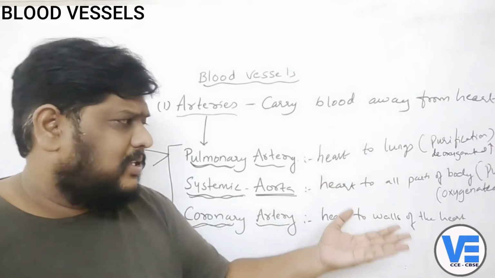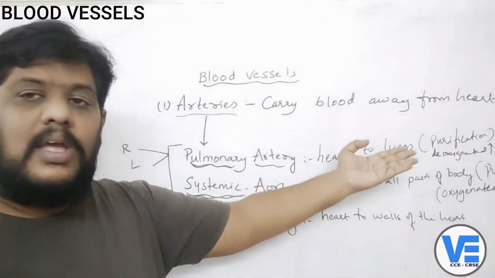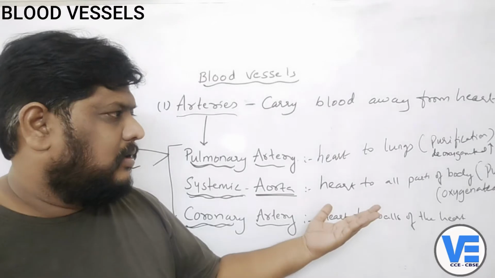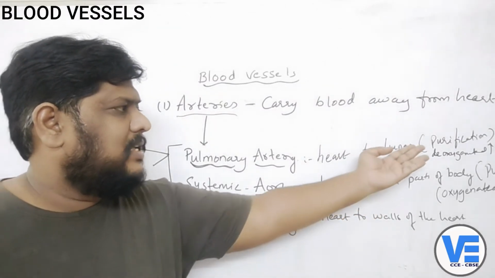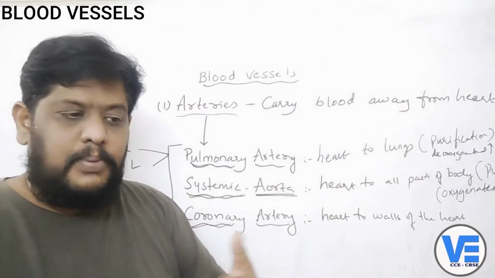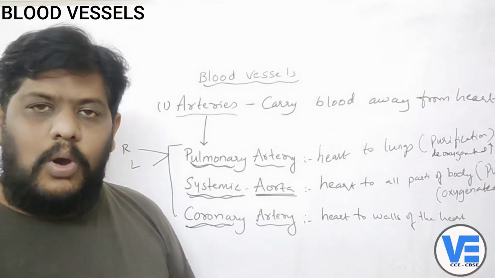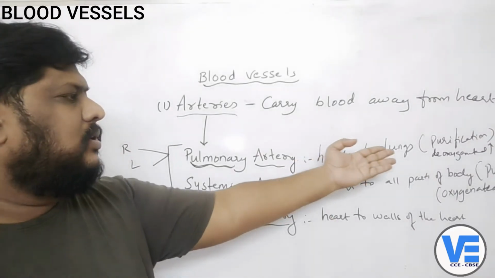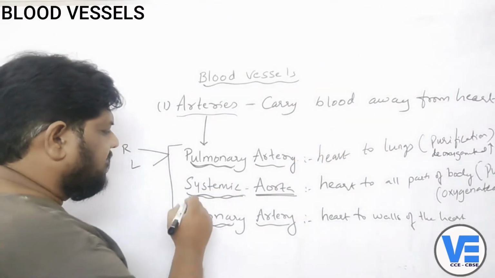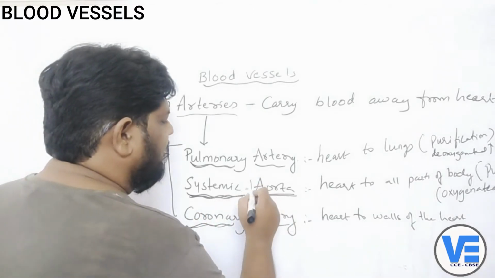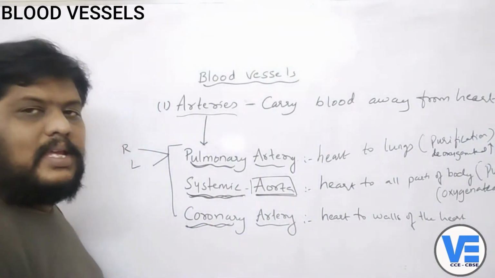That deoxygenated blood is carried to the lungs. For what reason? That is for the purification, because the purification has to go on there. That's the reason why it is carried to the lungs. The second one is the systemic aorta. Aorta, in the sense, large arteries are called the aorta.